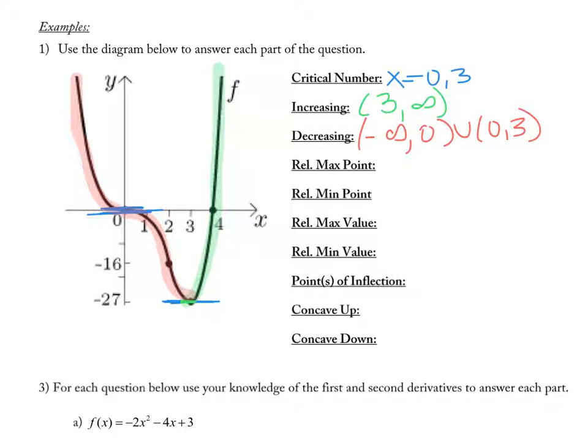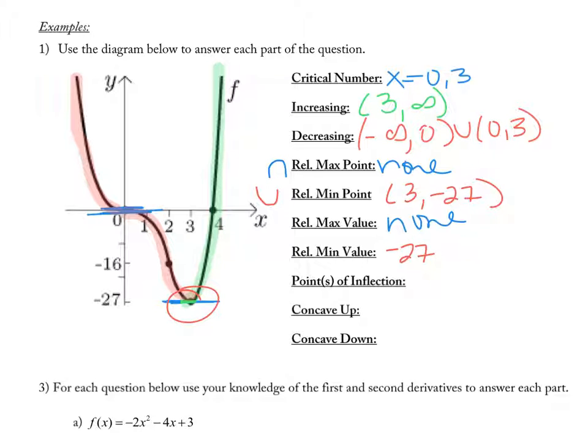Okay. All right. Relative maximum points, remember that those occur when we switch from increasing to decreasing, okay? And we never have that. So there is no relative maximum point, which means there's no relative max value. Relative minimum points happen when we decrease to increase, which we do have one right there. Okay, it's the valley. So 3, negative 27 is the point. And remember that values are the y values. So this is negative 27. Okay, that's a big one. Remember that when it's asking you for a value, it's asking for the y.